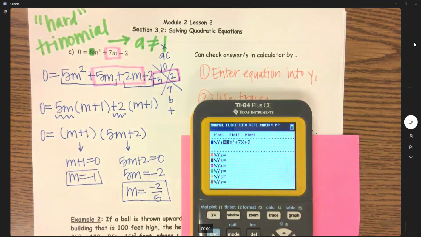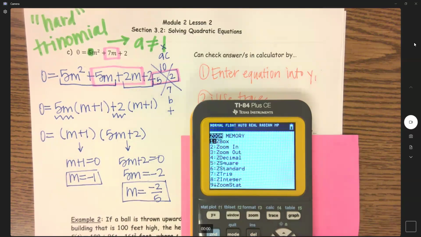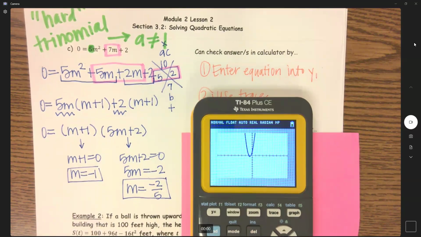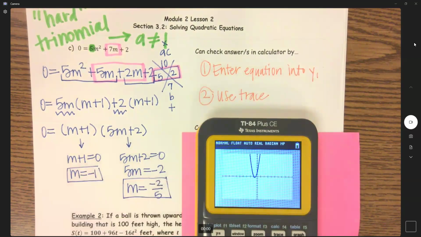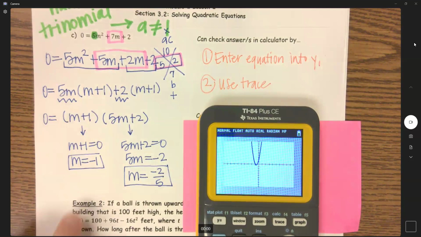5x squared plus 7x plus 2. And I already know what my solutions are, so I'm just going to hit zoom 6. And there is my quadratic. And now I'm going to use my trace feature and see if I get 0.